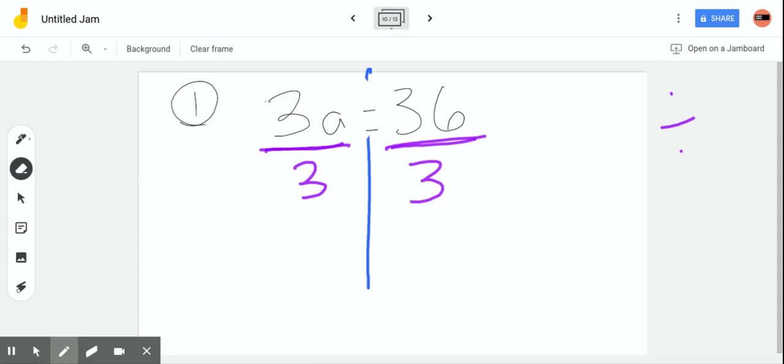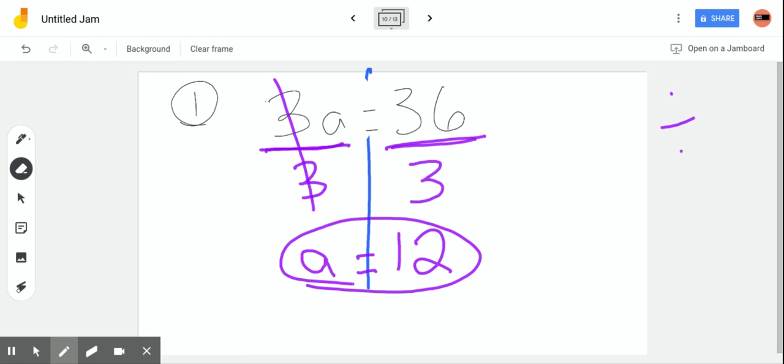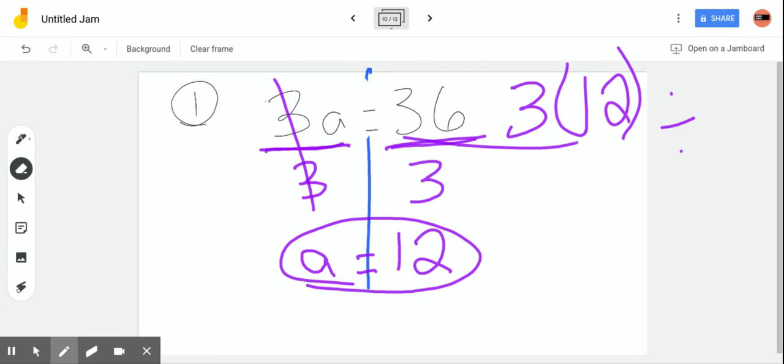Okay, 3 divided by 3 is just 1. So really the 3s just cancel out. Equals a. Now, some people say, why don't you say 1a? You could say 1a, but it's not going to change anything. If you got 1 in front of a variable, 1 times anything is just what anything is, so you don't need to put it there. So a equals, what is 36 divided by 3? 12. So now we need to look back and say, okay, does 3 times 12 equal 36? Yes, it does.